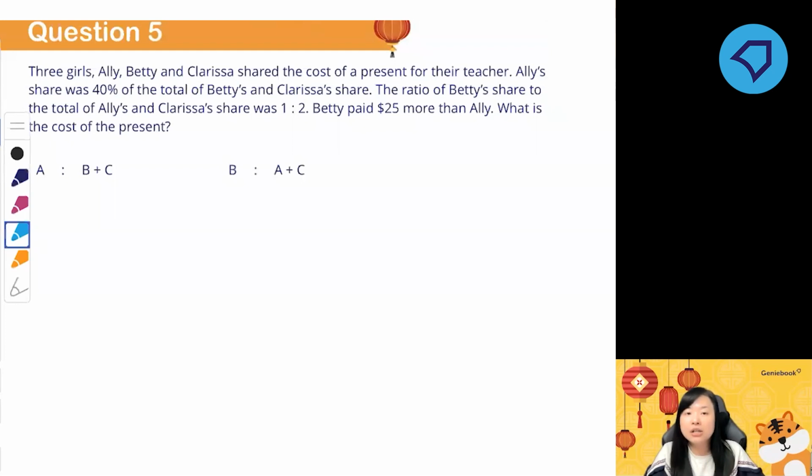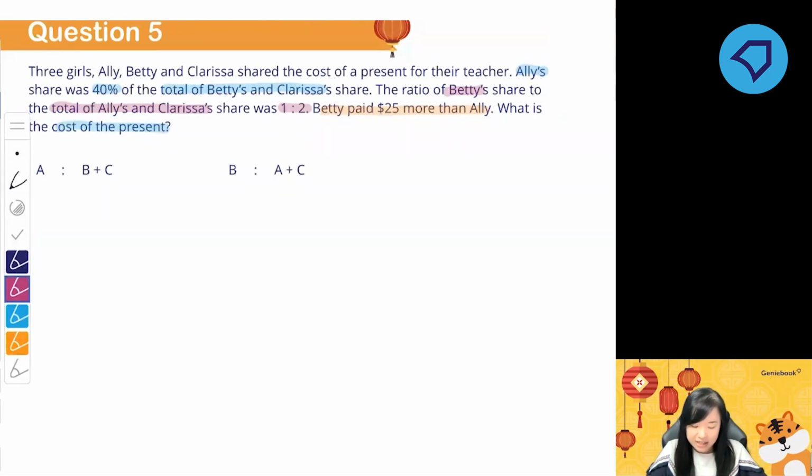So the 3 girls will share a present for their teacher, and Ellie's share is 40% of the total for Betty and Clarissa. Okay, and the ratio of Betty to the total of Ellie and Clarissa is 1:2. Information is Betty paid $25 more than Ellie. Question is asking for the cost of the present. So first one, how do I find the first set?